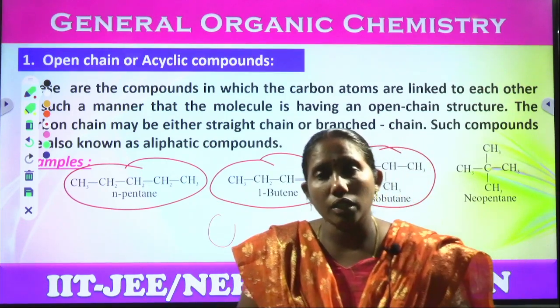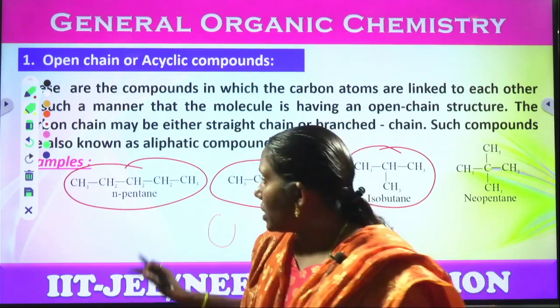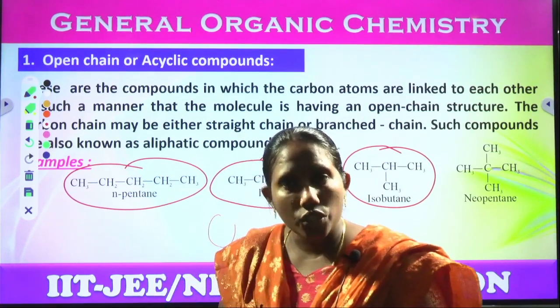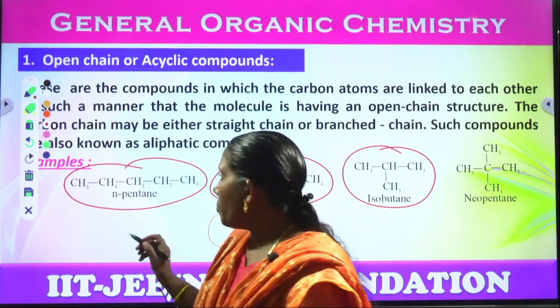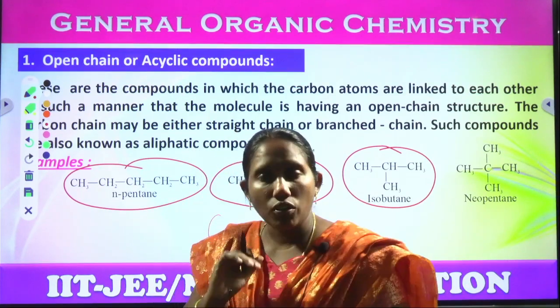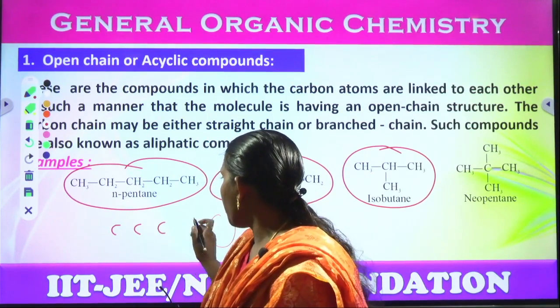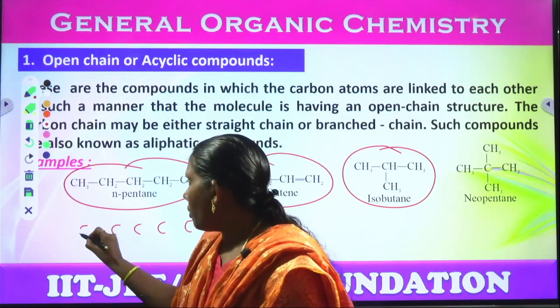Before going to explain this, we should first know how to write this structure. That we will study in nomenclature again, that is a different part. But to understand this, I want to elaborate the structure. Okay, let us see here. 1, 2, 3, 4, 5. Five carbons are there.